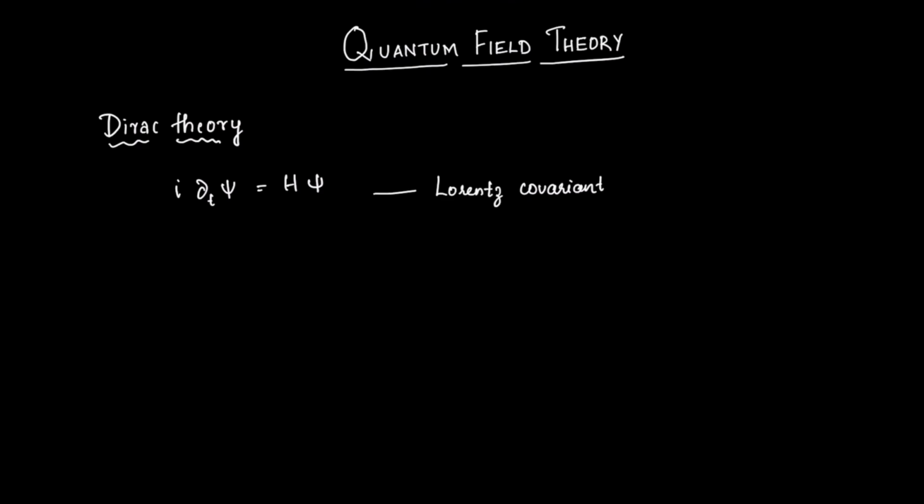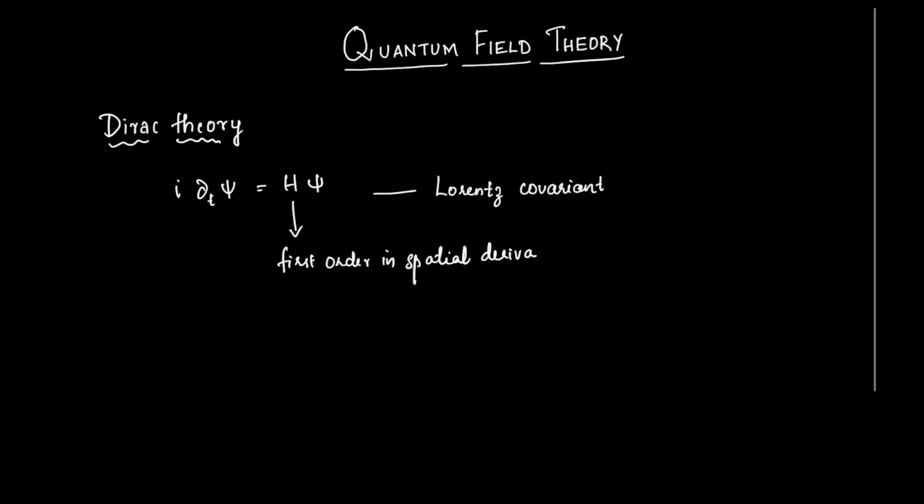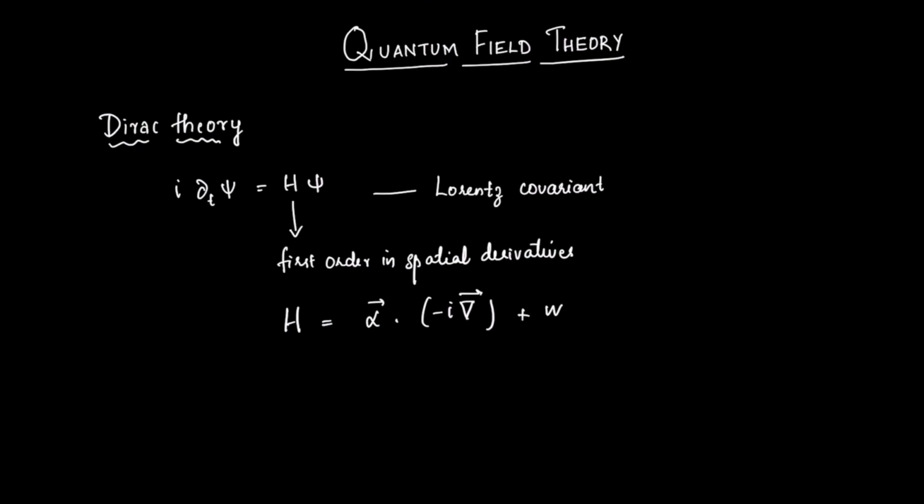In order for the Schrodinger equation to be covariant, the Hamiltonian H must be first order in spatial derivatives. This must be first order in spatial derivatives. So it has a form H is equal to alpha dot minus i gradient operator plus m beta.